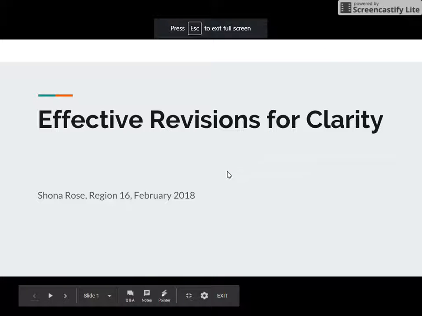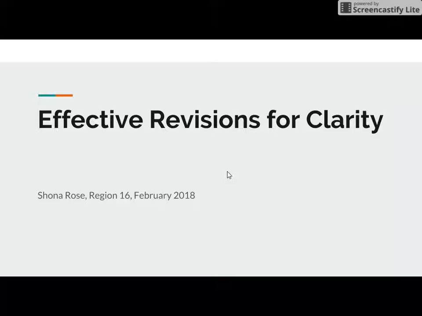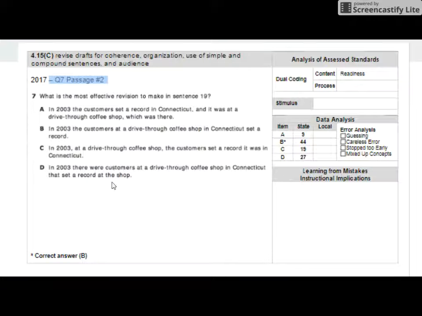When we're trying to make revisions for clarity to make sure our readers understand what we're talking about, we need to really think about the different ways that this can happen in our writing and figure out why those things don't work for readers. So here's an example that I encountered earlier. I was supposed to look at what was the most effective revision to make in sentence 19.